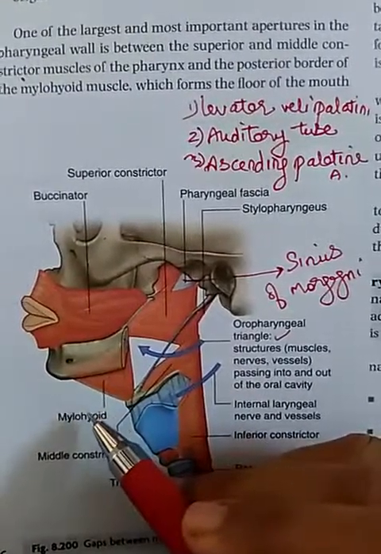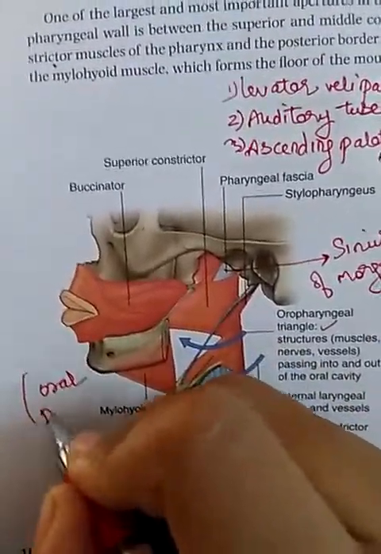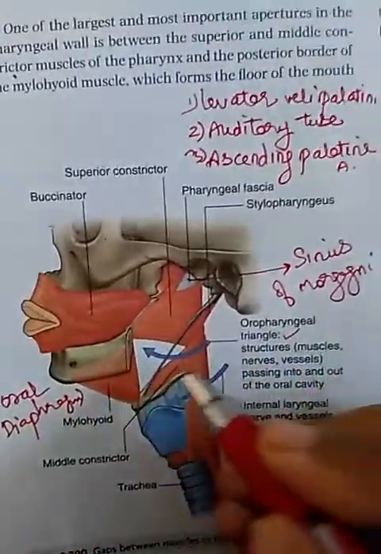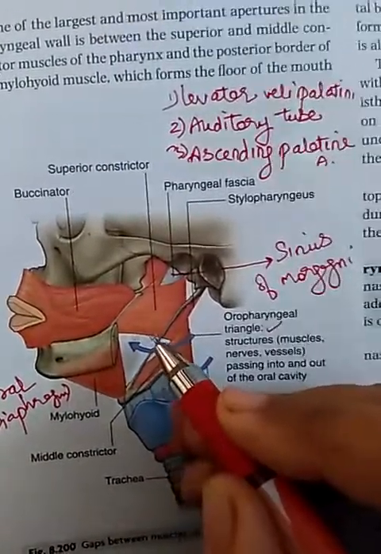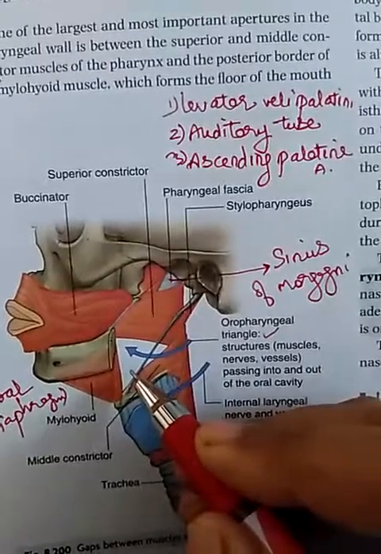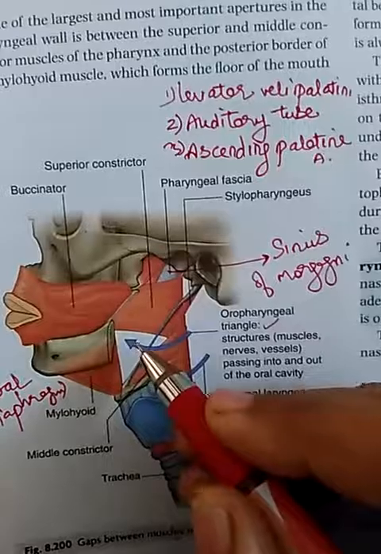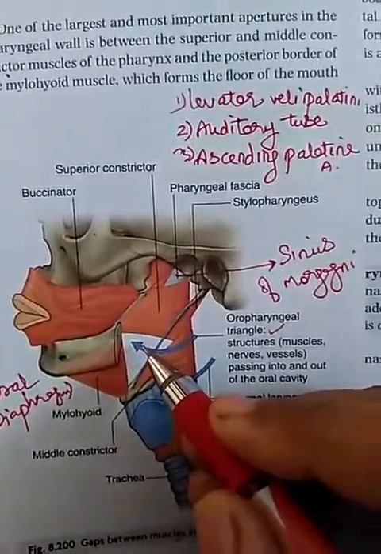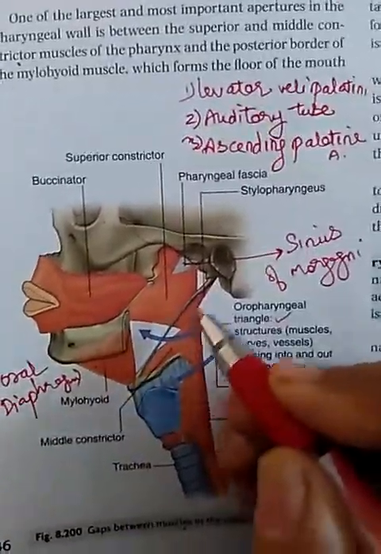We should know that the mylohyoid muscle forms the floor of the oral cavity, that is the oral diaphragm. Now the space between this mylohyoid, the lower border of superior constrictor and the upper border of middle constrictor is a triangular shaped gap called the oropharyngeal triangle. Now structures passing through this oropharyngeal triangle are, one is the stylopharyngeus muscle.